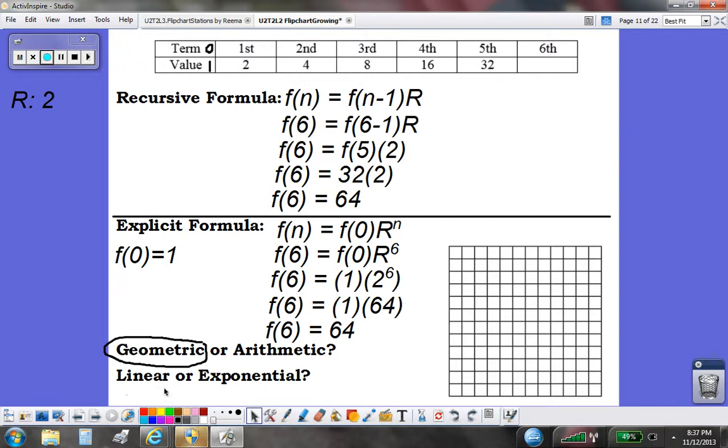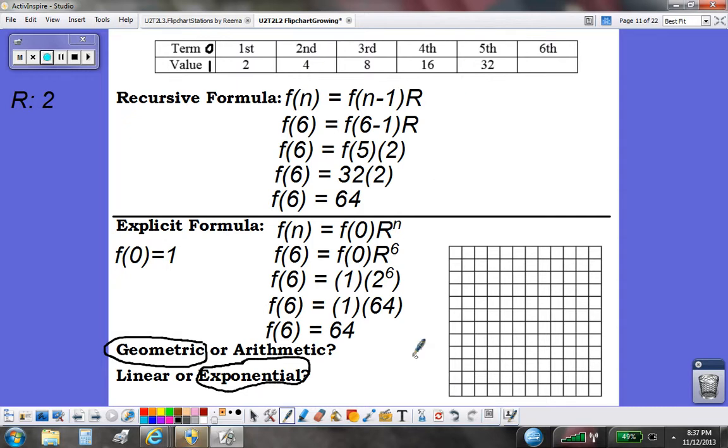Okay, now is this going to be linear or exponential? I mean the easiest way I can explain that, we talked about the shortcut. When it's geometric, it's always going to be exponential. The proof is in, well, first of all, the pattern. If we're timesing it by 2 each time, that is an exponential function.